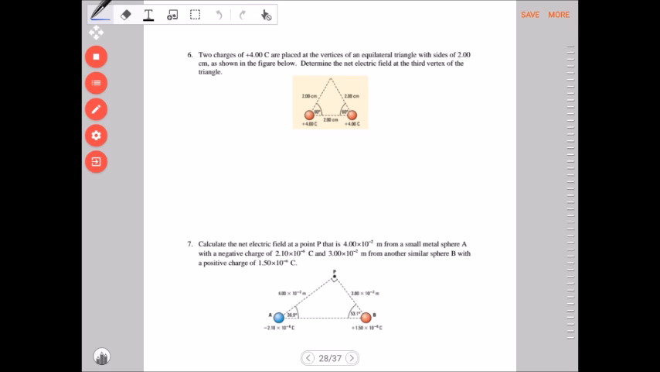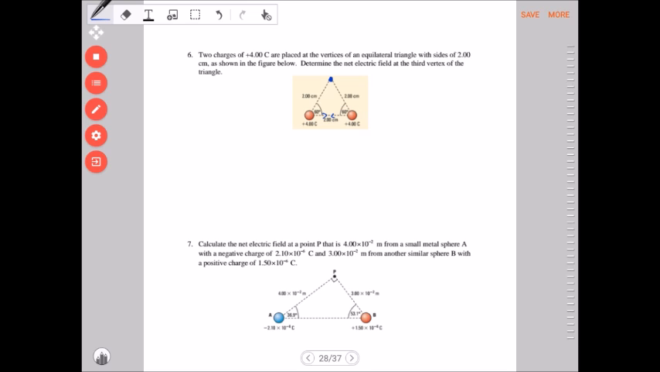Number 6. Two charges, 4.00 coulombs each, are placed at the vertices of an equilateral triangle of 2.00 centimeters, as shown in the figure below. Determine the net electric field at the third vertex of the triangle. So right here. So this time, we're just going to take my word for it. We're not even going to bother with the X calculations, because we know that because these are the same charges, the X direction ones are going to just cancel each other out. So I showed you last time that it actually worked out that way. Here, we're just gonna go with it.